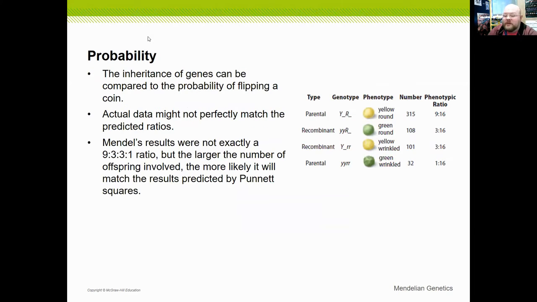Now, when we're talking about probability, the inheritance of genes can be compared to the probability of flipping a coin. Actual data might not perfectly match predicted ratios. If you flipped a coin 50 times, you might get heads every time.